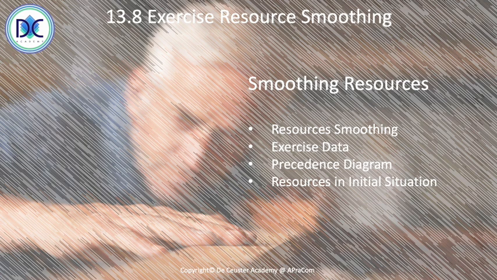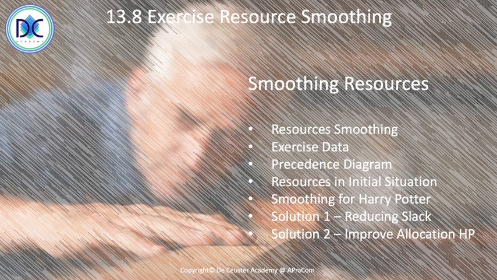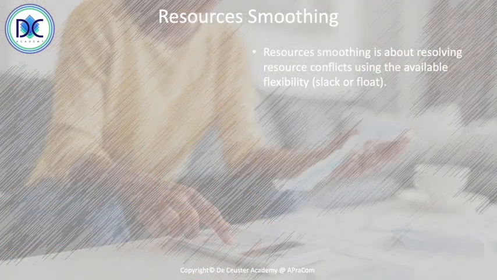We will look at the exercise data and then we look at the precedence diagram that we are using for our Gantt chart, and we look at the resources in the initial situation. Then we smooth for Harry Potter, our resource. We look at the first solution where we are reducing slack, and solution 2, where we are improving the allocation for Harry Potter. Let's have a look at resource smoothing.